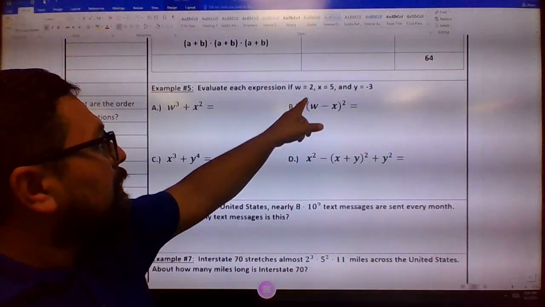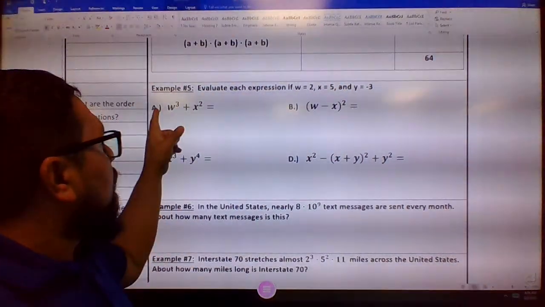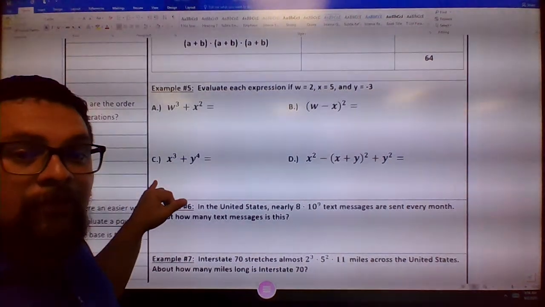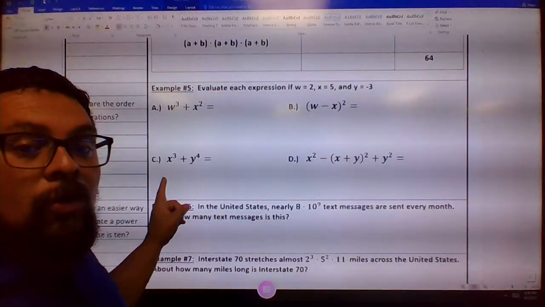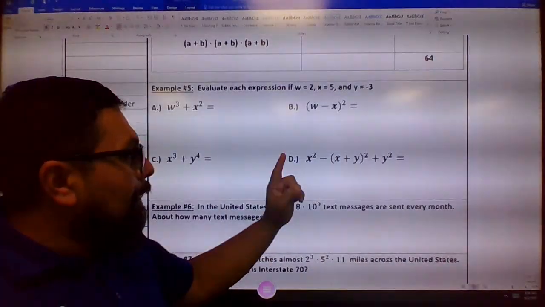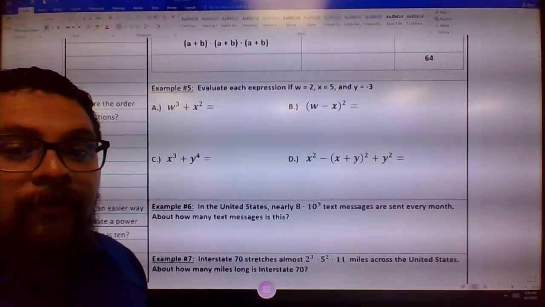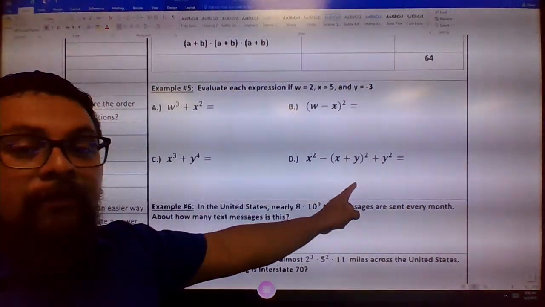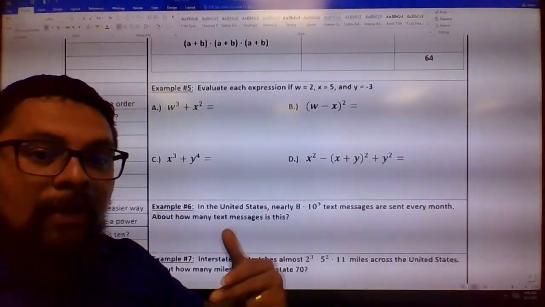We plugged in these numbers, these integers, for these letters, and we actually got an answer. The answer for C should have been 206. So 206 is the answer for C, and for D, your answer is 30. So 206 for C, 30 for D. If you don't have them, or if you don't have them correct, write them down.